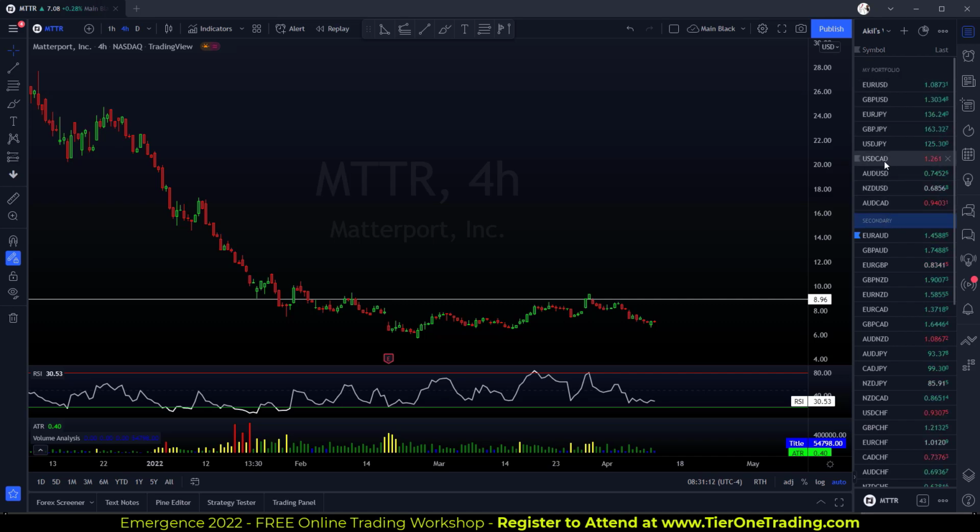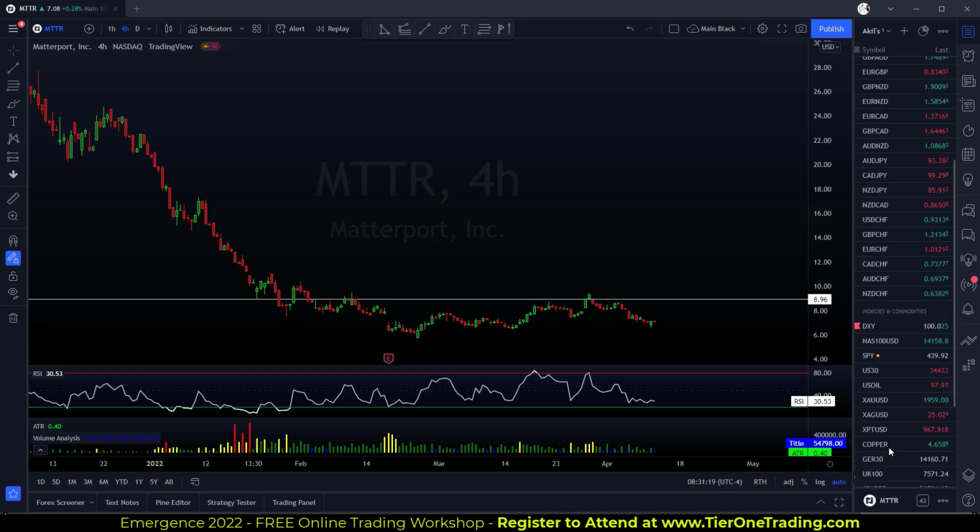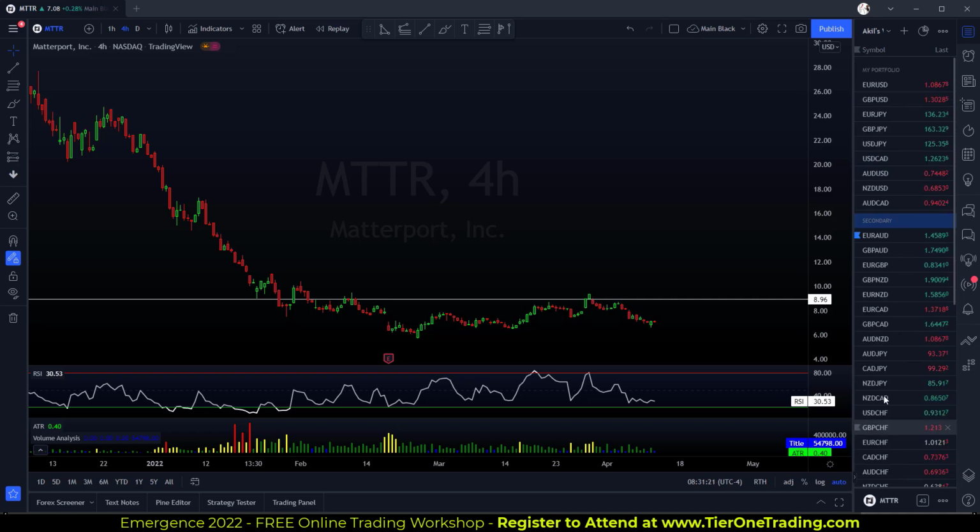Now, we look at all different pairs in the live room. We'll look at indices. We'll look at commodities. We'll look at some crypto every once in a while when they're actually doing stuff that's relevant. But these pairs up here, before we get to secondary, these are the ones that are in my portfolio.